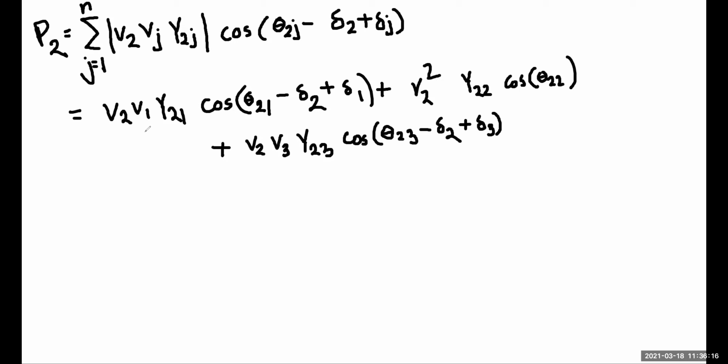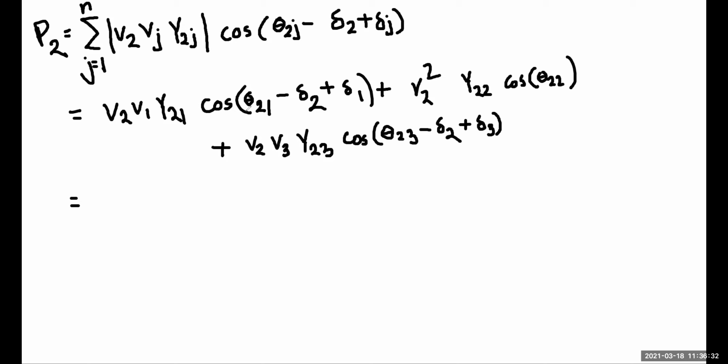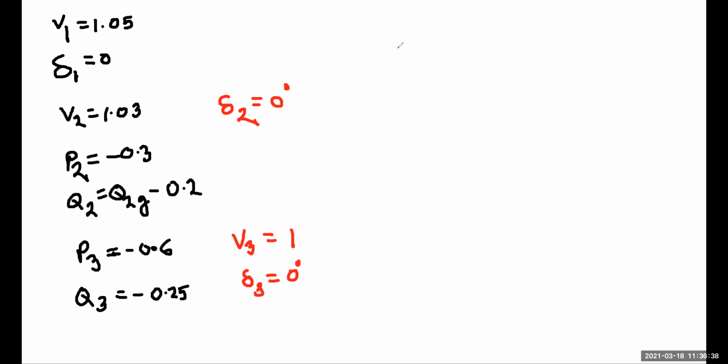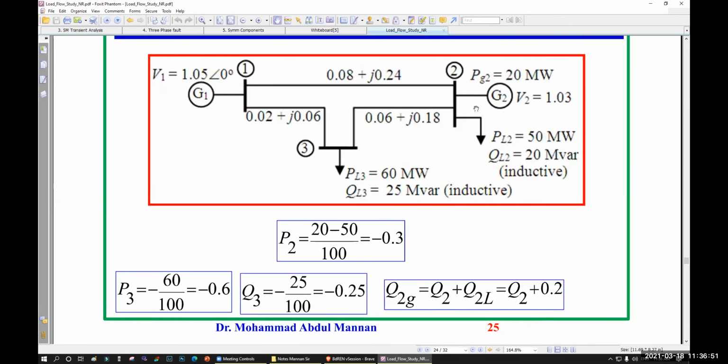Okay. And what are the things that are gone? Nothing is gone. Now put the values that are already known, not assumed, that are known. What are the things known? V1 is known, 1.05, right? Delta 1 is 0. V2 is 1.03. Those are the things that are already known. But here you have some terms, Y21, theta 21. Those are the things you do not know yet. So what you have to do, you have to find out the Y bus, right? Remember the Y bus? You have to find out the Y bus. So from here, can you find out the Y bus? Can you find out the Y bus?